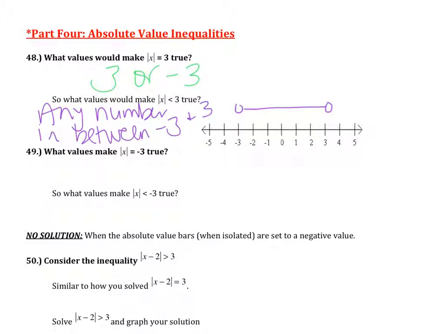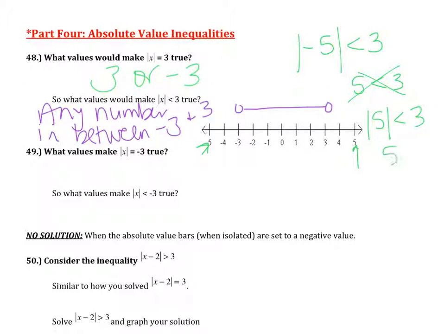If you wanted to try plugging in negative 5, the absolute value of negative 5 is less than 3? Absolute value of negative 5 is positive 5, which is not less than 3, so that's not going to work out. And then we could try positive 5, just to be sure. Absolute value of 5 is 5. 5 is not less than 3, so that's not going to work. So it's going to be anything in between negative 3 and 3, but not including those values.